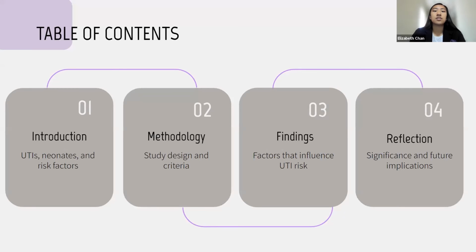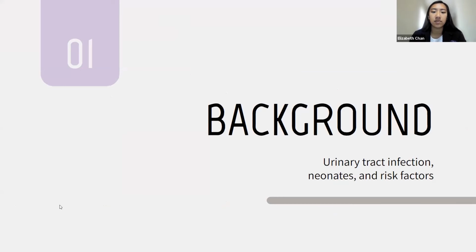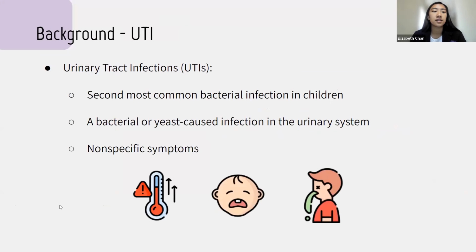I'll be defining urinary tract infections, our neonate population, and risk factors. I'll also discuss our methodology, our findings, and reflection of the study. First, I'll give background information on urinary tract infections, neonates, and risk factors. UTIs are the second most common infection amongst children. They're defined as a bacteria or yeast-caused infection in the urinary system.